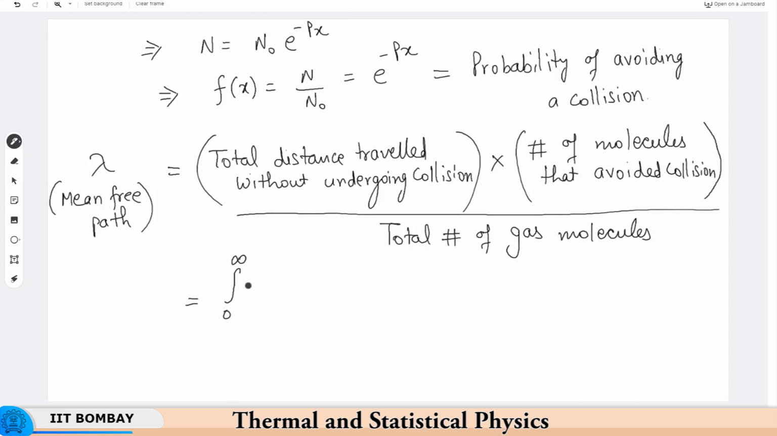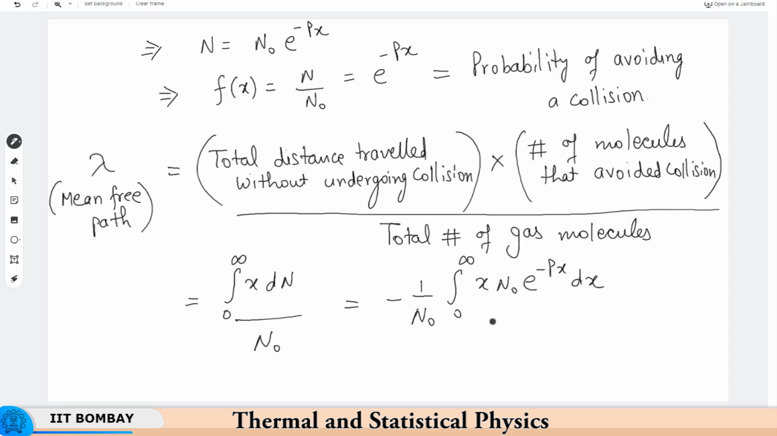And this simply becomes the integral from 0 to infinity of x dn divided by n0. So, this is the distance x travelled by these molecules which did not undergo collision. The integration of dn from 0 to infinity is the total number of gas molecules that avoided collision divided by the total number of gas molecules, so this basically becomes 1 by n0. All I am doing is substituting dn from this equation. So, this becomes the integral from 0 to infinity of x n0 e raised to the power minus px dx.